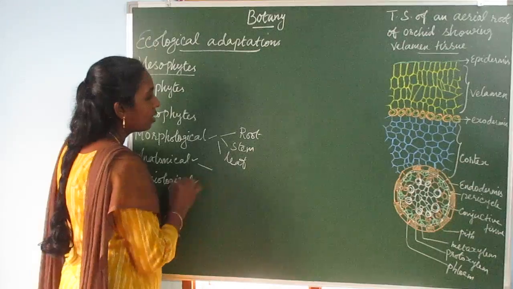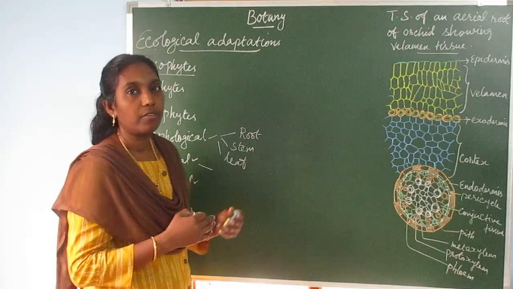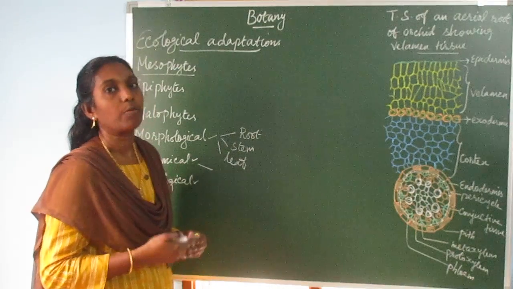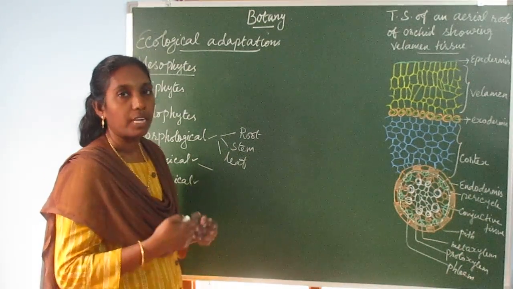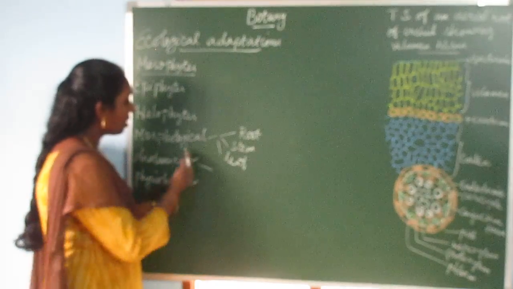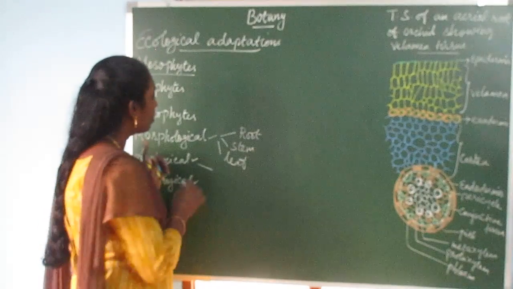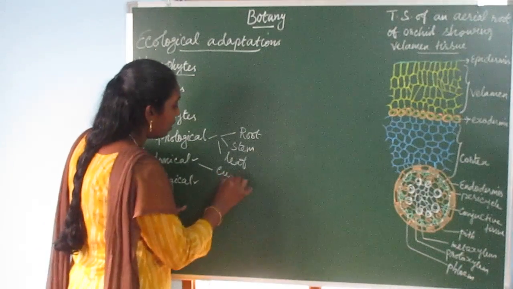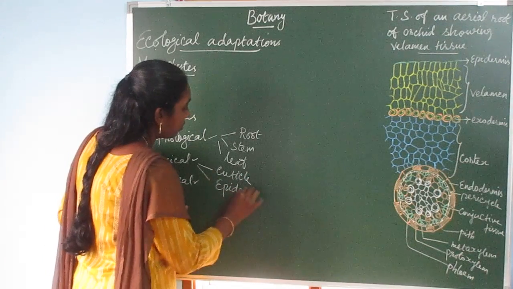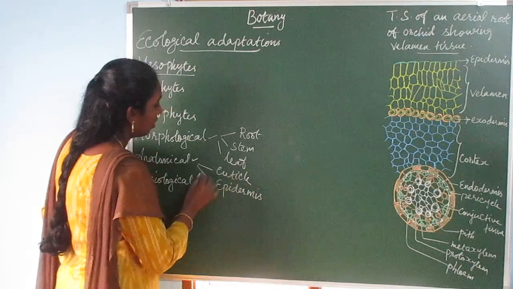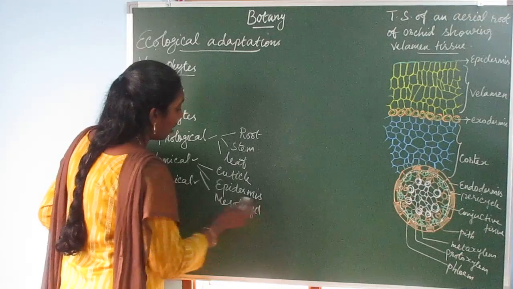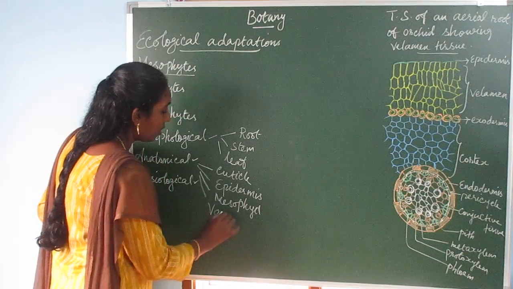Anatomical differences. Anatomically, internally, when you take a section of the plant and keep it under the microscope, it reveals various parts. What are the differences or variations seen among these plants? There are different parts like cuticle, epidermis, mesophyll and vascular tissue.